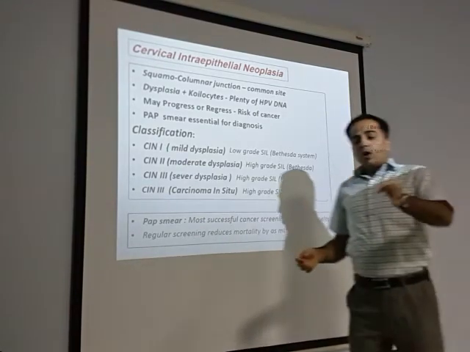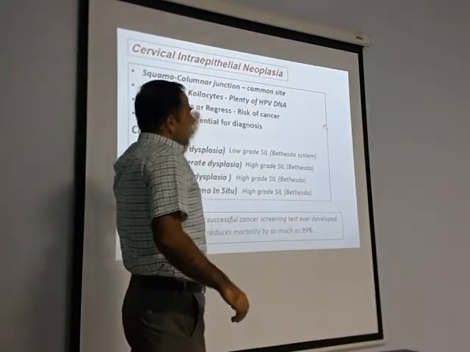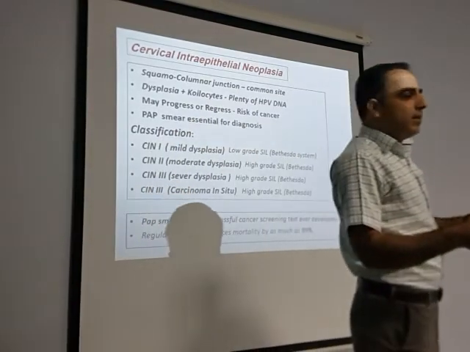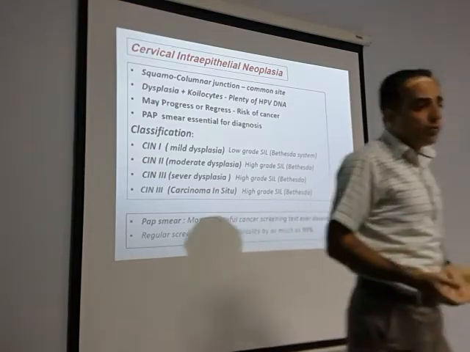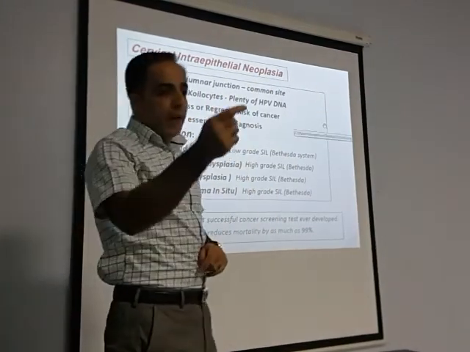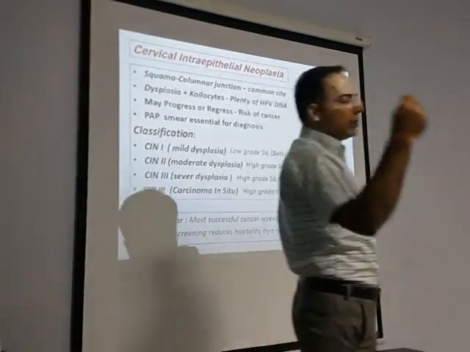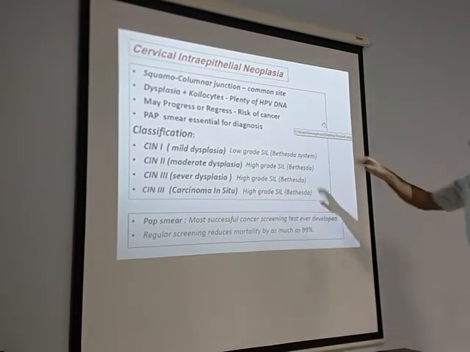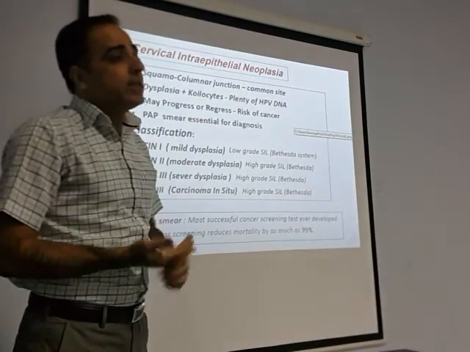So this may or may not progress. Once these changes have occurred, depending upon the host, how the female is fighting this, she can fight, it may progress, it may not progress. If she is not able to fight, it will progress to cancer. How do you diagnose? We say Pap smear, cervical Pap smear. Yes. You take a spatula and you scrape the cervix and see it under the microscope to look for the changes. What are the changes you will see in such a smear?